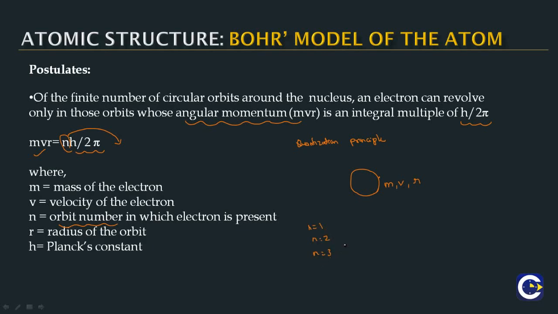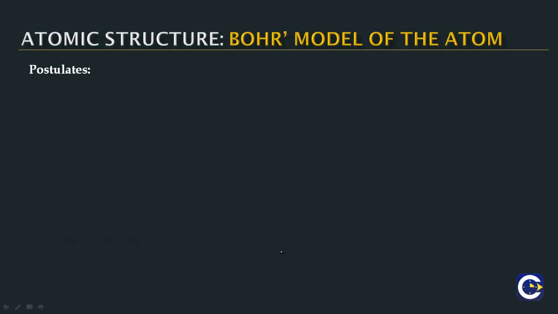We'll see at a later point of time that this number will also be called the principal quantum number, but for now we'll be using this n to represent the orbit number. So this equation is one of the most important assumptions of Bohr's model, where Niels Bohr is able to quantize the possible orbits, and in this h is Planck's constant. The value of h, as we know, is 6.626 × 10^-34 joule second. So this is Bohr's quantization principle.